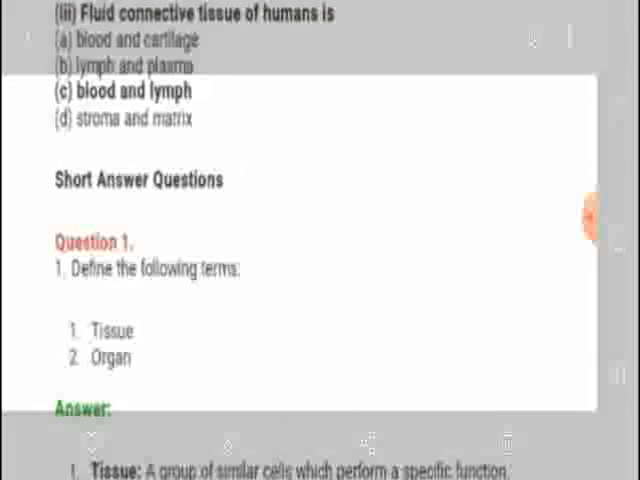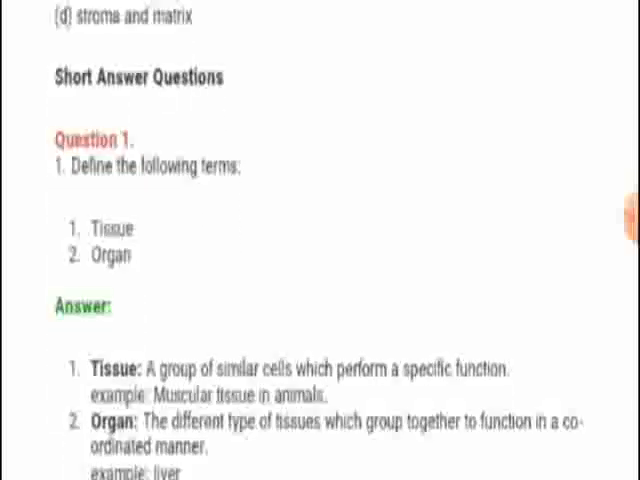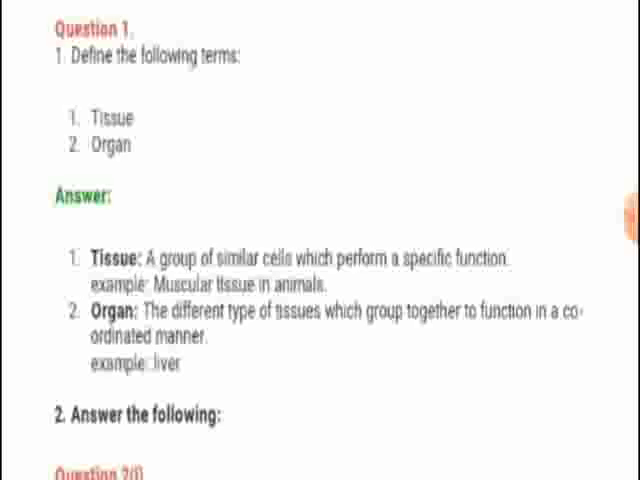Next is the fluid connective tissue of humans, which is the blood and lymph. Next, let us see the short questions. Tissue is a group of similar cells which performs a specific function.